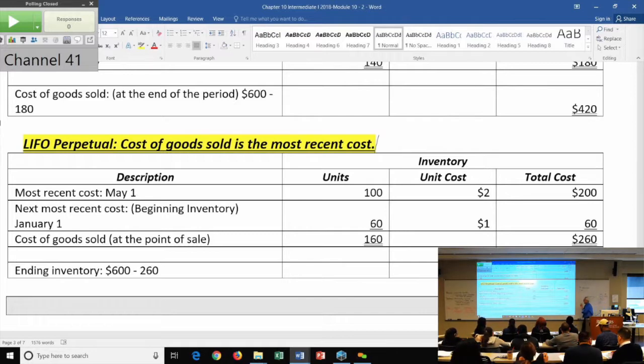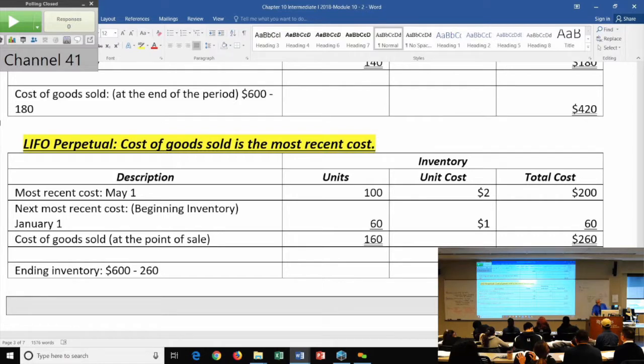So LIFO Perpetual will have to calculate the cost of goods sold at the point of sale. And then, of course, always take goods available minus the cost of goods sold to give you the ending inventory of 340. So once again, the point is that you don't take advantage of the higher prices.